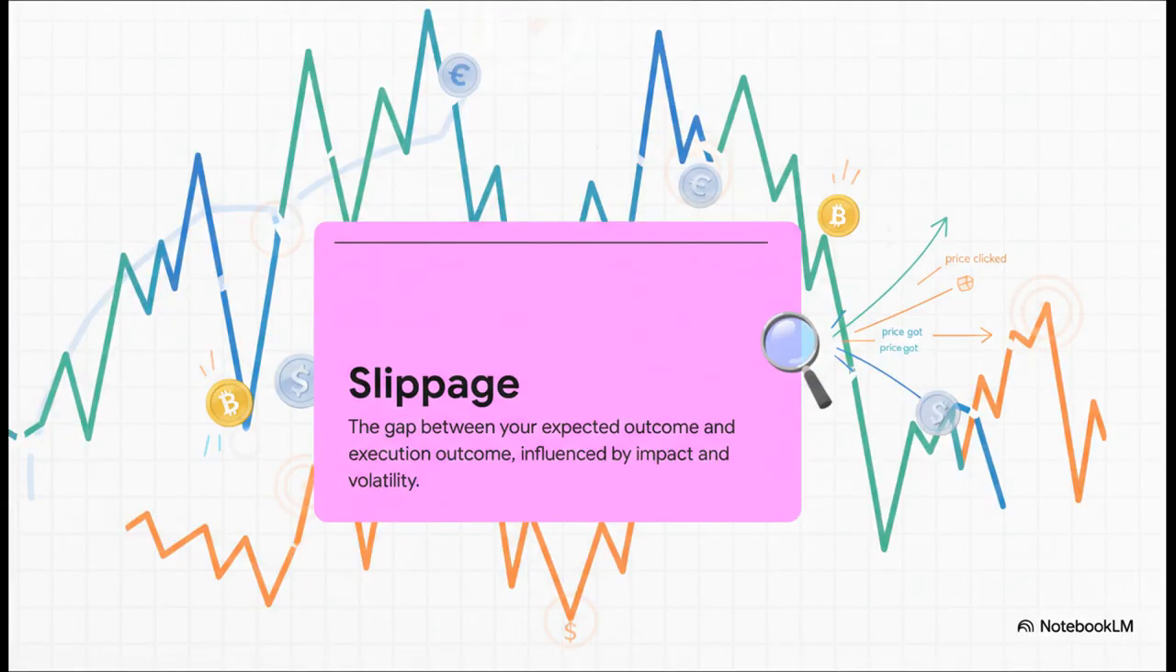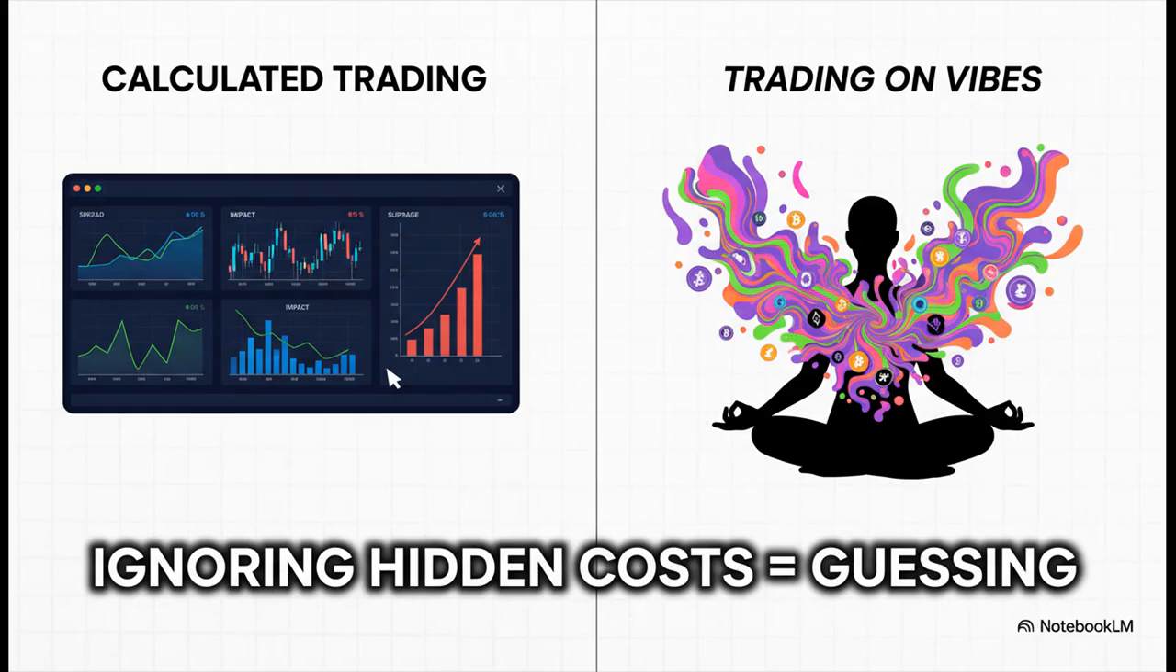And when you put all of this together, the spread you paid, the price impact you caused, what do you get? You get slippage. That's the name for that frustrating, sinking feeling you get when you see the difference between the price you thought you'd get and the price that actually showed up in your account. As the source material puts it, and I love this line, if you're ignoring all these hidden costs, you're not really making calculated financial decisions. You're just trading on vibes. And let's be honest, vibes don't pay the bills.